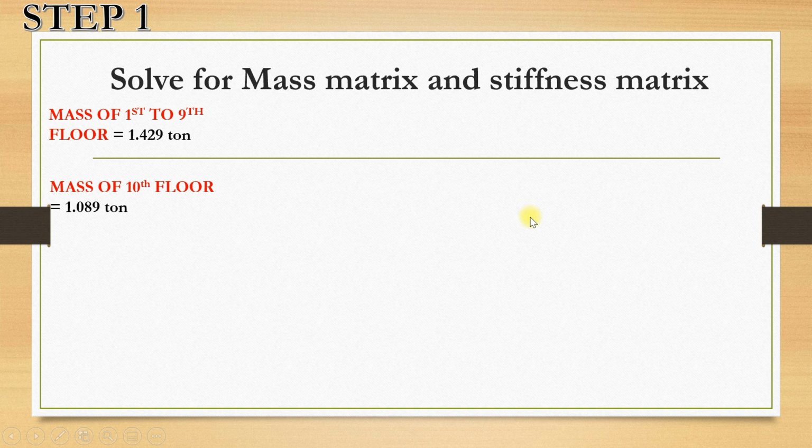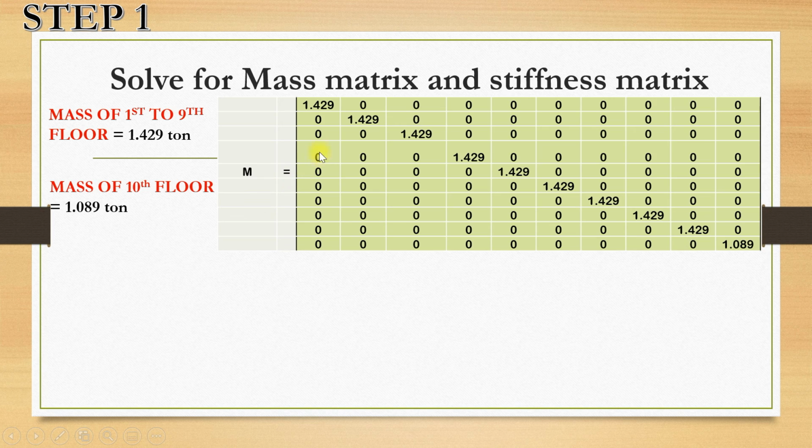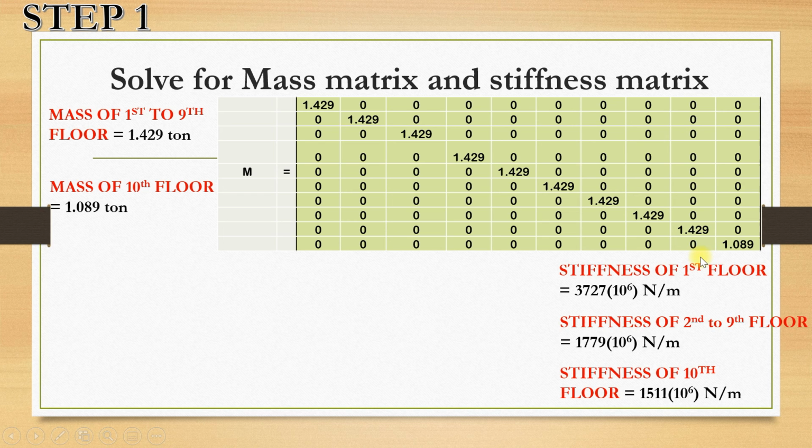Since given na yung mass of first to 9th floor hanggang sa 10th floor, which is for mass of first to 9th floor is equal to 1.429 ton, and for mass of 10th floor is equal to 1.089 ton. So given na yon, dito makikita natin yung mass matrix 10 by 10. Dito sa first column, 1.429, yan yung value ng mass of the first floor. Since equal lang siya hanggang sa 9, pare-pareho lang yan hanggang dito. And pagdating sa mass of 10th floor, dito naman makikita natin ang 1.089.